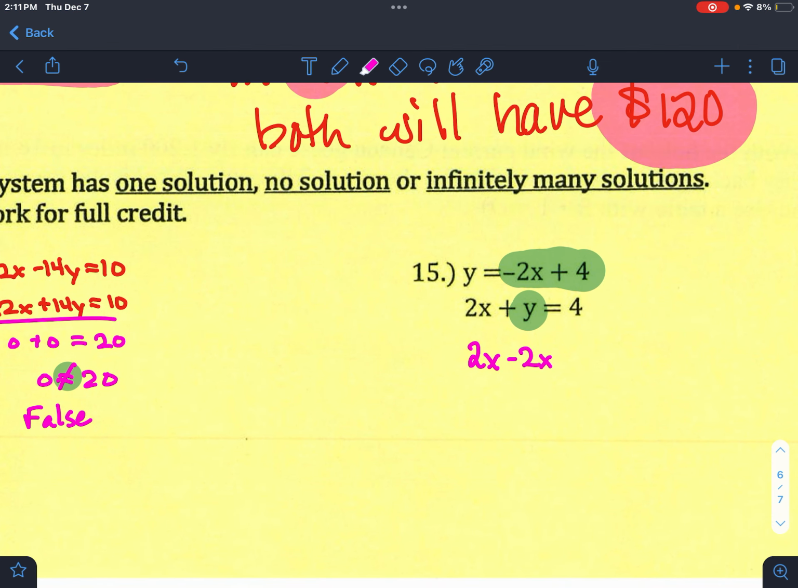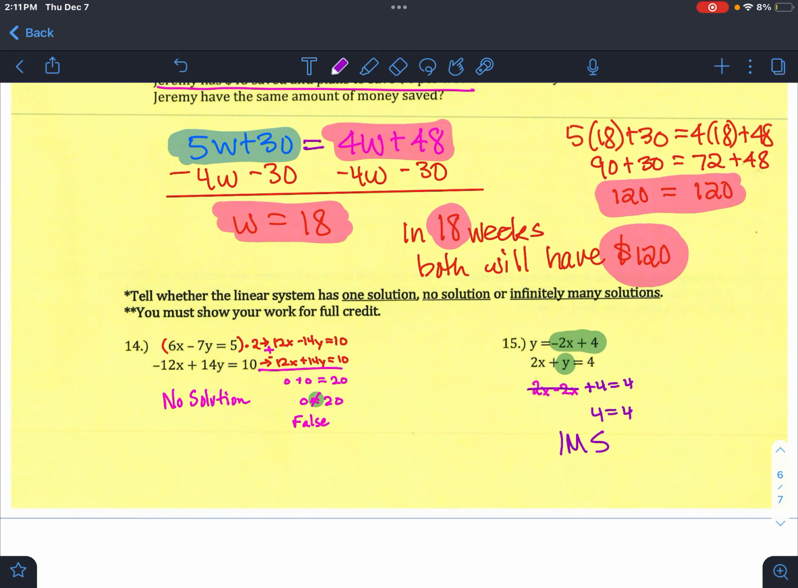Same thing, number 15 is a repeat question. So I know that I have -2x and 2x plus 4 equals 4, and these eliminate. So I get 4 equals 4, which is infinitely many solutions, right?